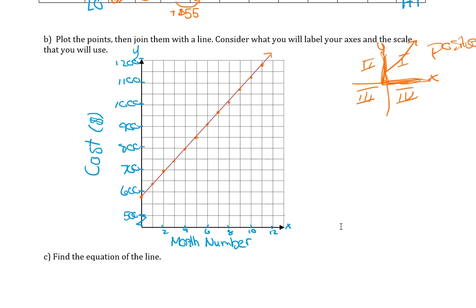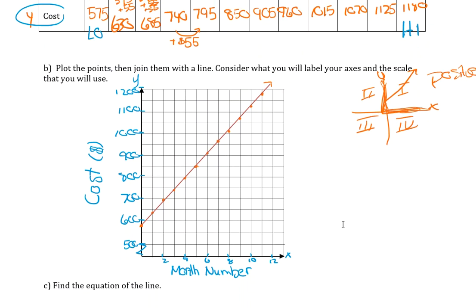Find the equation of the line. That's our last piece. Find the equation of the line. You roll it up a little bit here. Okay, the equation of the line. We're going to start with that very important formula, y equals mx plus b. Well, let's start with the easiest part first, which is the y-intercept. What is the y-intercept, or the initial value?